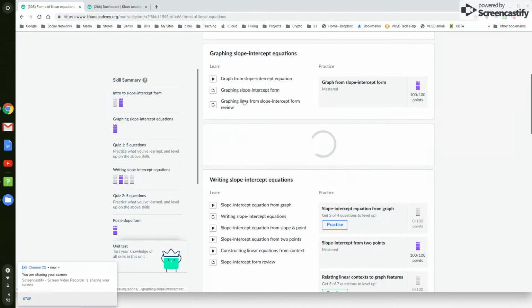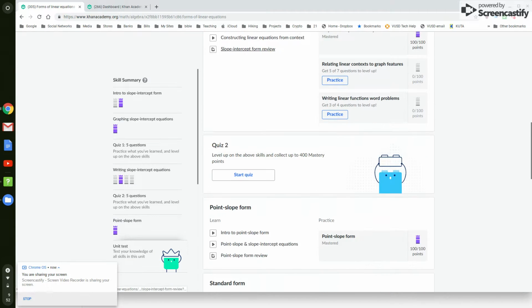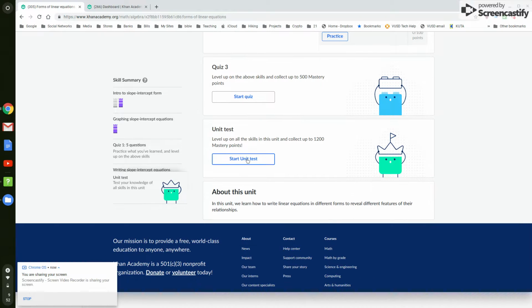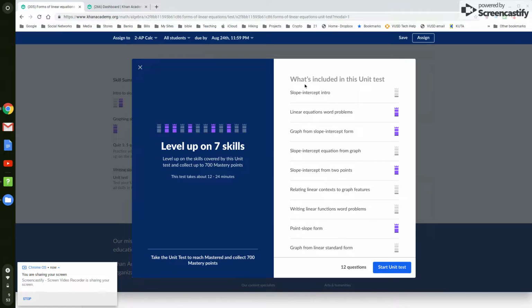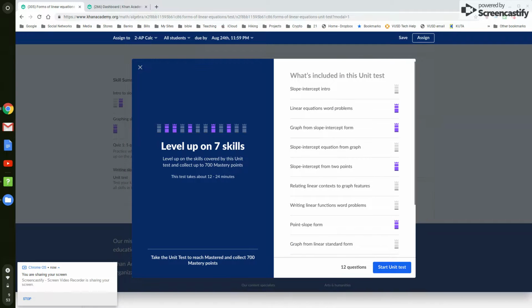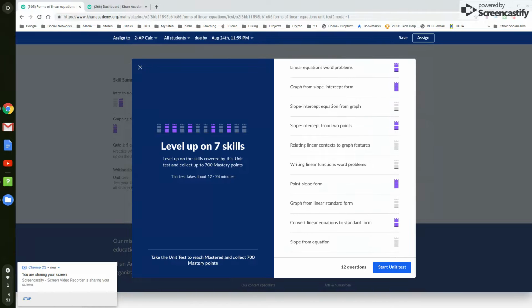The other way, which can be more efficient, is you can scroll all the way down to the bottom here and there's a unit test. And when you take this unit test, it's going to ask you everything from that entire chapter. Well, this is also good and bad, because now we're only going to work on mastering questions from this chapter. But again, since I didn't assign this whole chapter, since we're just doing review right now, it's going to ask us questions that we don't need to master. So it's up to you what you want to do with that.